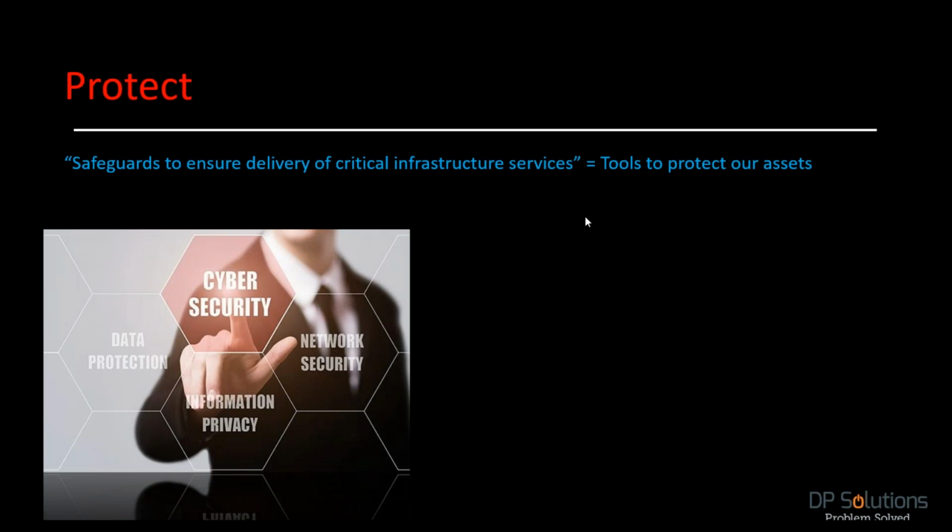Protect is the next area of the NIST framework. This is area number 2. When you think about Protect, it's safeguards to ensure delivery of critical infrastructure services. In other words, tools to protect our assets. What systems and processes do we have in place that are going to give us an active defense? Everybody should have at least some of these things. These are the things that oftentimes smaller businesses will have, maybe not in an adequate amount, but they'll have some things in place, and they're the easiest to relate to.